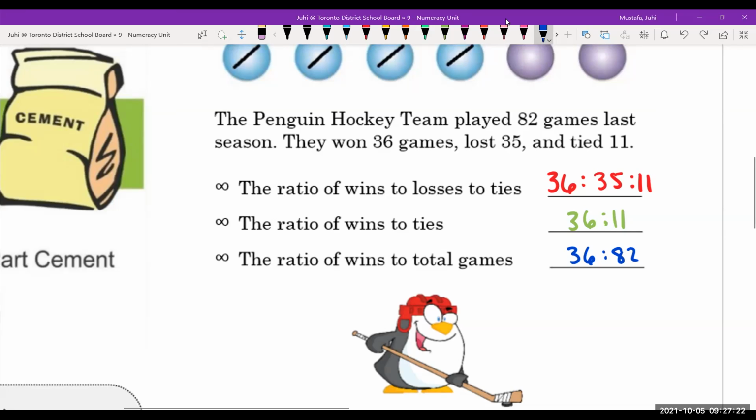Pretty straightforward. By the way, if I asked you to rewrite any of these as a fraction, you could make it like 36 over 11, or you can make it 11 over 36. So just be mindful that every single ratio can be written as a fraction. You could not. You would only pick 2 at a time. Good question. Really good question.